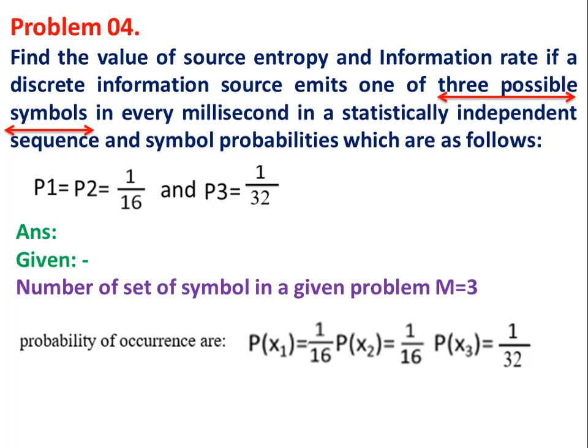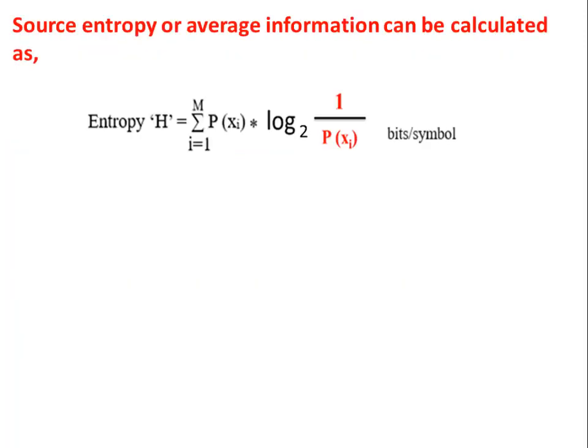First we will find the value of source entropy. We know the formula to find the value of source entropy, that is H = summation i varying from 1 to M, P(xi) log base 2 of 1/P(xi), and the unit of entropy is bits per symbol. So consider this as equation number 1.